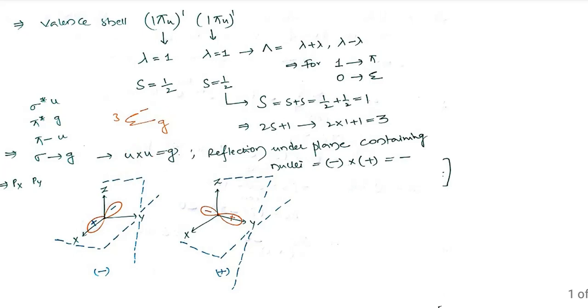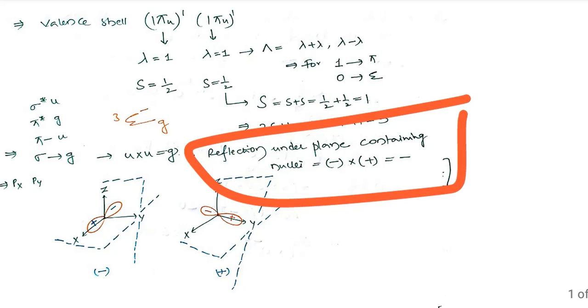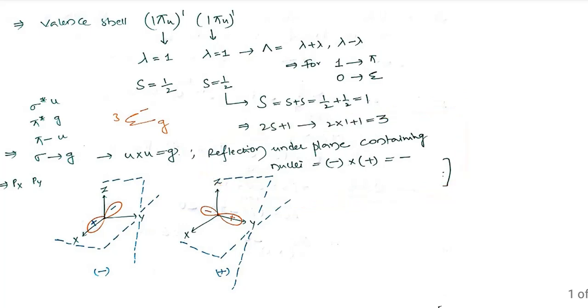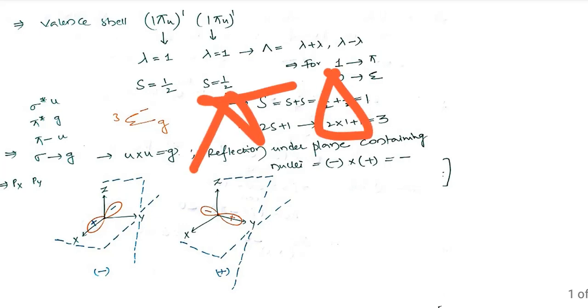Next one, reflection under a plane containing the nuclei: minus into plus produces minus. Just remember that the minus or plus is indicated as a superscript only on the sigma term symbol. The minus and plus representations are not there for higher term symbols like pi, delta, and others such as phi.